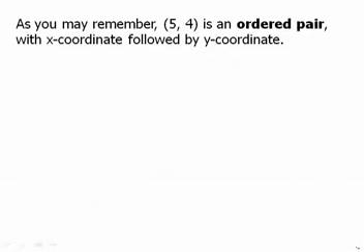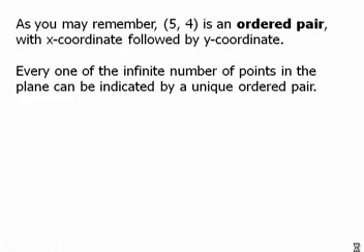As you may remember, (5, 4) is an ordered pair with an x-coordinate followed by a y-coordinate. So they're in alphabetical order. First the x-coordinate, then the y-coordinate. Every one of the infinite number of points in the plane can be indicated by a unique ordered pair. So that's amazing fact number 1. You could go to any position in the plane, an infinite number of points in the plane, every single one will have a unique ordered pair, a unique xy coordinate denoting its exact location.